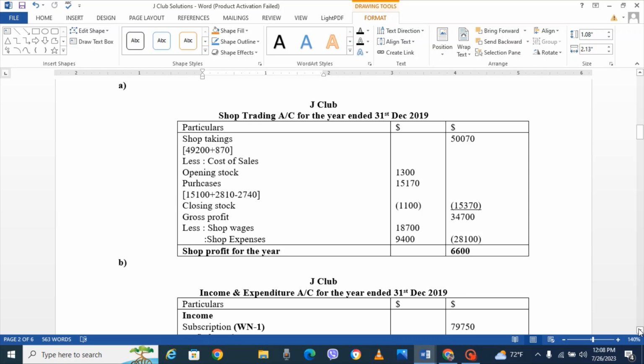So we have to deduct cost of sales from this value. As you know, cost of sales equals opening stock of SOP inventory plus purchases minus ending value of SOP inventory. So opening stock is given 1,300, you can see, and closing stock is valued 1,100, as well.